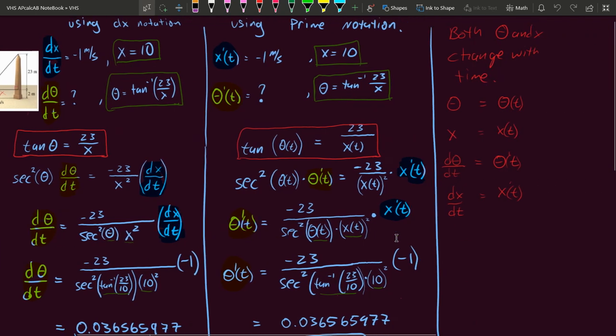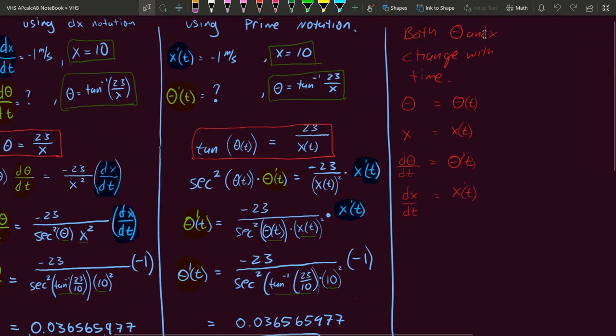Okay. By the way, I also wanted to say, remember, both theta and x change with time, meaning theta can be written as theta of t, x can be x of t, and remember the derivative of theta would be d theta dt, or prime, theta prime, or dx dt is equal to x prime.